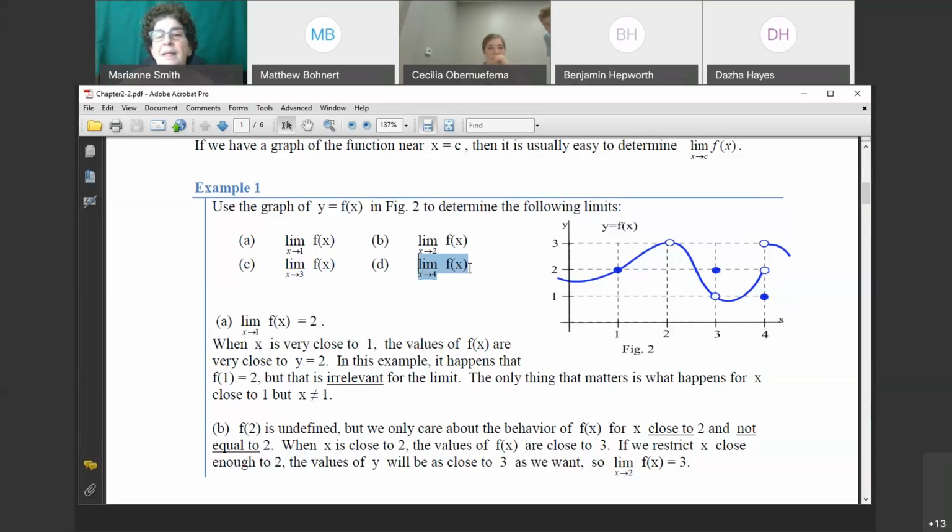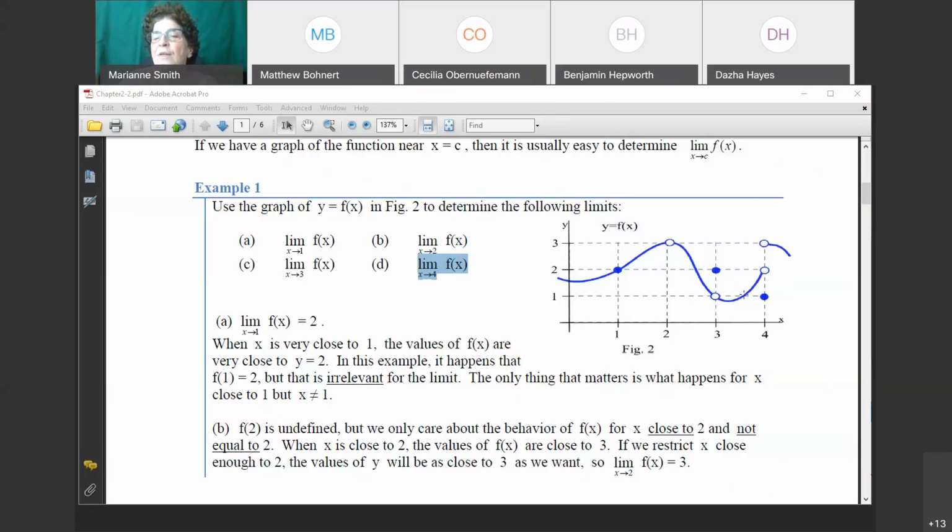The last one, how about this? What's the limit as x approaches 4? You try this one. Remember, you've got to look from both sides. All righty. For those of you who haven't seen limits before, if you're a little confused, that's okay, because this is weird. Let's take a look.